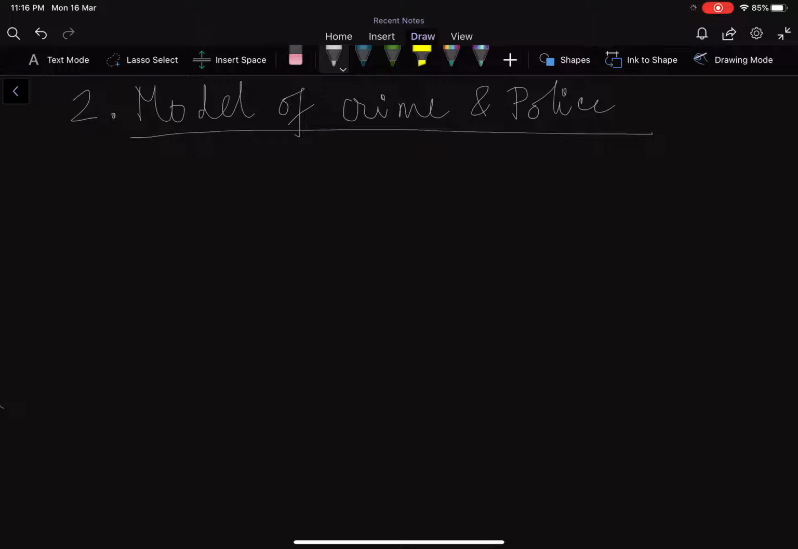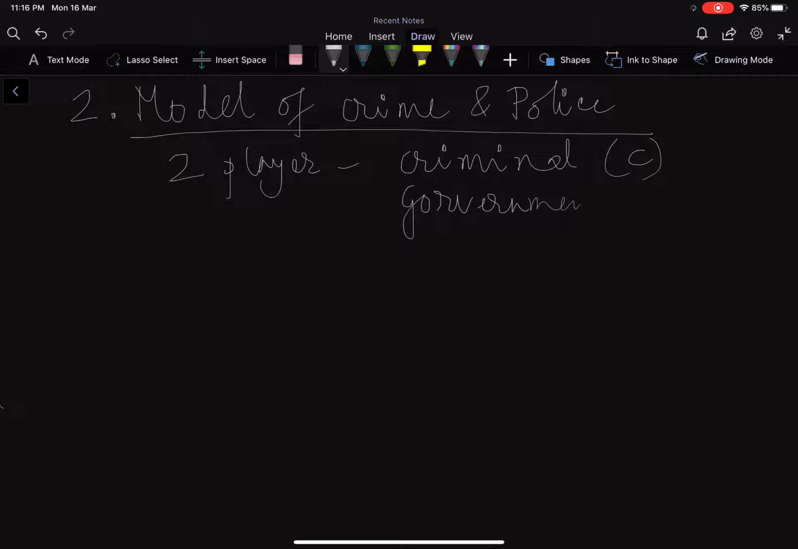So this is a two-player game. What are the two players? The criminal and the police or the government. The first player is the criminal, C, and the second player we'll call government or the police, G. So these are the two players.